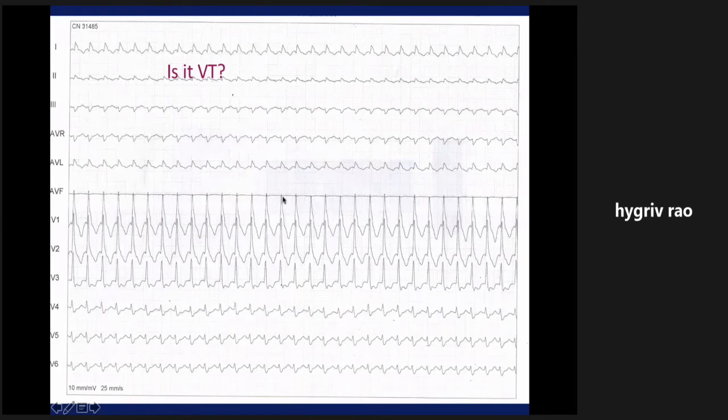This is not very rare. I used to diagnose this as an SVT and take it to my professor and say, sir, this is a patient with SVT. But then the question is, when you have a narrow QRS tachycardia, can you have a VT? We always say wide QRS tachycardia is VT.